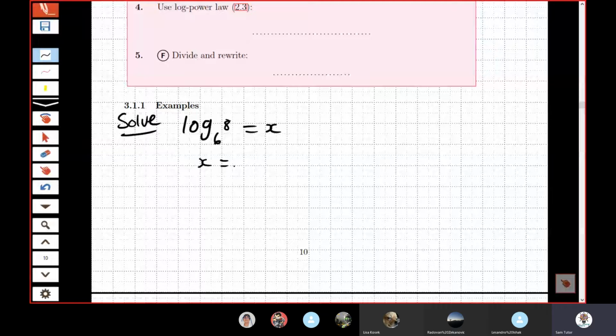Can someone see if they can find the answer for x? Log 8 subbase 6. Well, what would you do? You would obviously write this as a fraction and then plug it in. What's the answer you got? 1.16, right? Anybody not get that? Am I going too fast? Have I lost anyone? Okay, so that's a basic one.